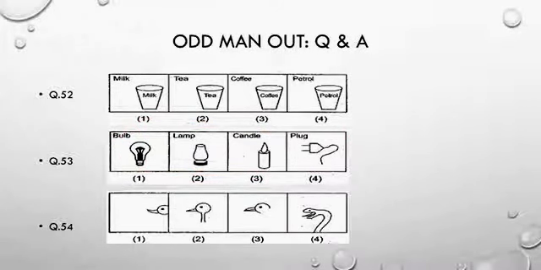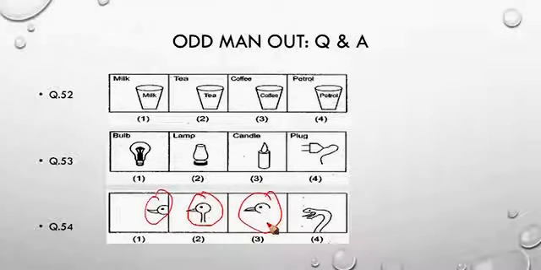Let's move on to question number 54. In question number 54 there are 4 options given. In the first option there is a bird, a body part of a bird. Similarly, in the case of option 2 also there is a body part of a bird. In option 3 also there is a body part of a bird.